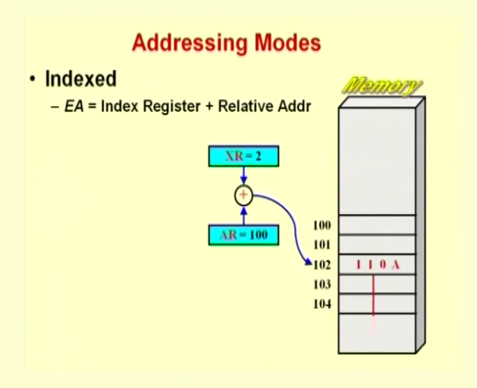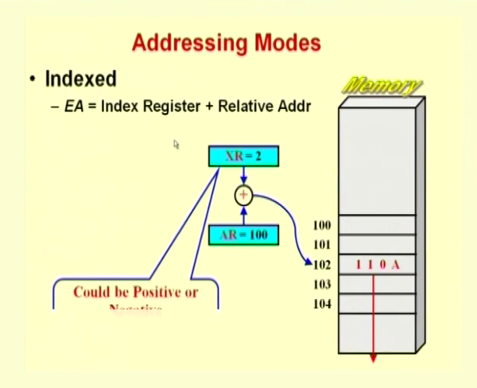Here again we do something similar to what we did in relative. Only thing here is, we have this index register, let us say this has a value 2, and then I have a relative address specified in another register, let us say which has a value 100. Both these values are added, so I get 102 as my effective address. 102 is what I will look at to find out what my data is. My data specified here is 110A. So, 110A will be the data that is taken out when I use this kind of an addressing mode.